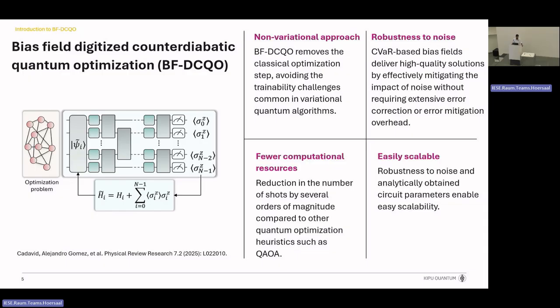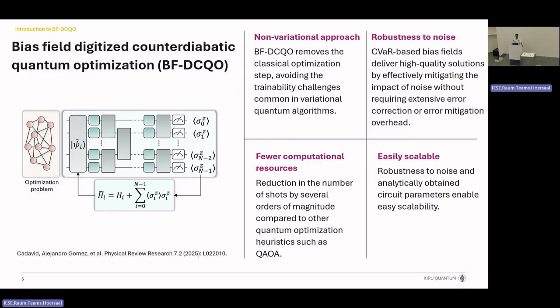So instead of starting with one initial ground state, doing the evolution and measuring, why not repeat this process again and again? So initially you start with some initial equal superposition state. Then you do the evolution, measuring in the computational basis. And this solution is better than what you started with. Why not take this and put it back into the initial state, so that in the next iteration, you're starting in a much better state, which is much closer to the optimal solution. So this is an iterative process that we call bias field digitized counteradiabatic quantum optimization.